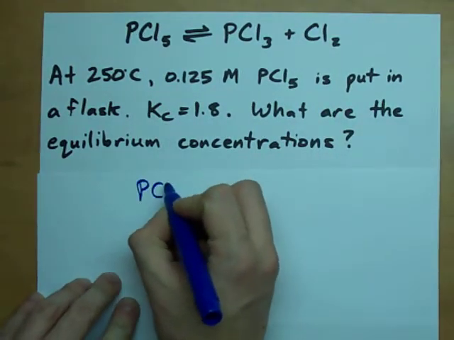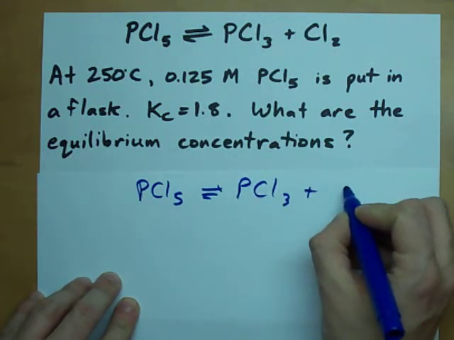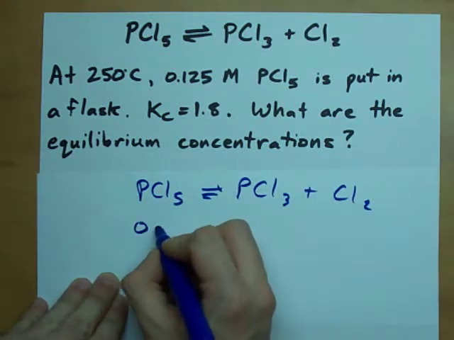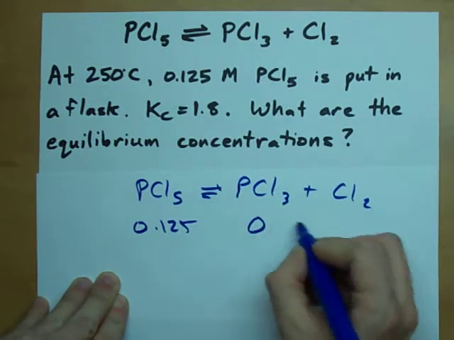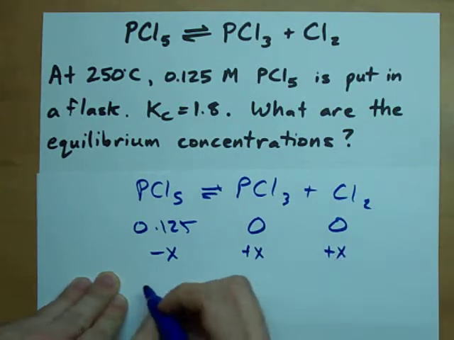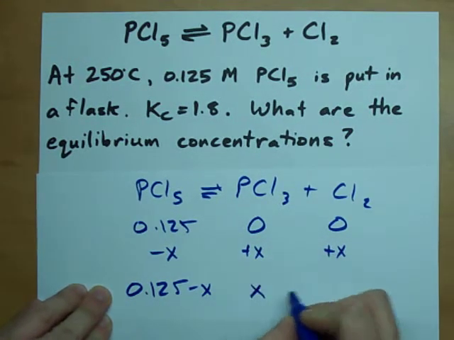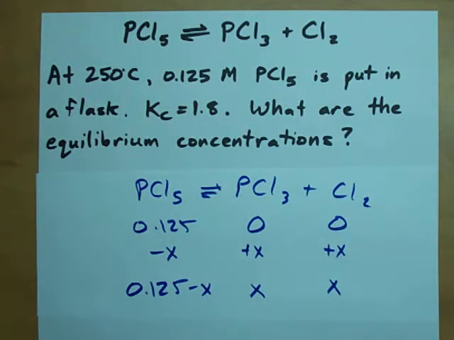So, PCl5, PCl3, Cl2. Start with 0.125 of these, and none of those. Lose some of that, gain some of those. Equilibrium concentrations are 0.125 minus x, x, and x.